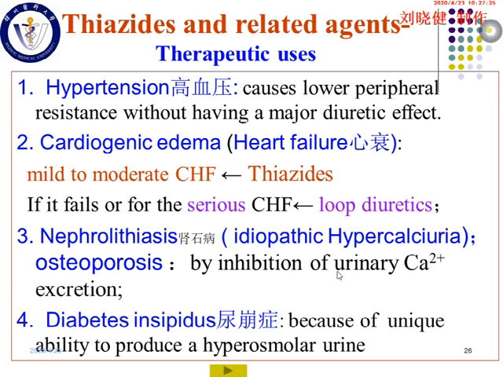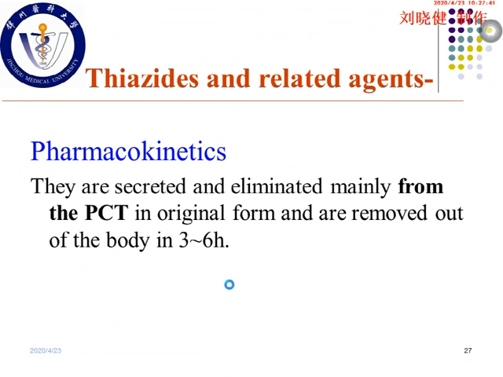In the treatment of diabetes insipidus, because of the unique ability to produce a hyperosmolar urine, it is very useful. Now, the pharmacokinetics of these drugs: they are secreted and eliminated mainly from the proximal convoluted tubule in original form and are removed out of the body in 3 to 6 hours. Actually, this elimination process in the proximal convoluted tubule is similar to that of loop diuretics.